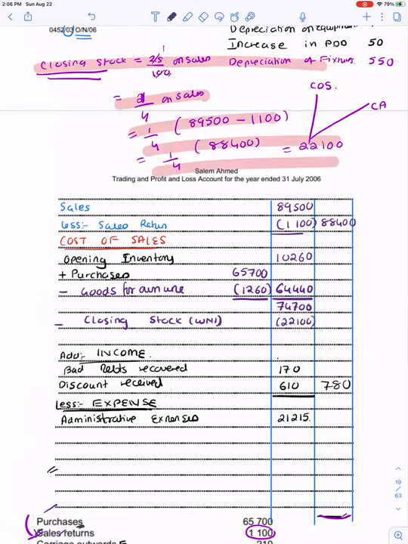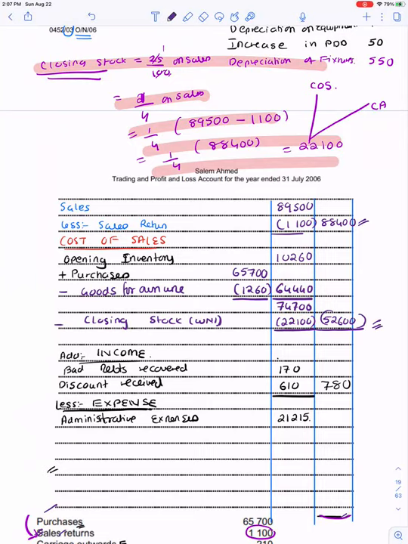22,100. This will give me my cost of sales. Opening inventory, add the purchases, come at a figure, minus the closing inventory. 74,700 minus 22,100 will give you 52,600 as your cost of sales. Revenue less cost of sales will give you the gross profit.